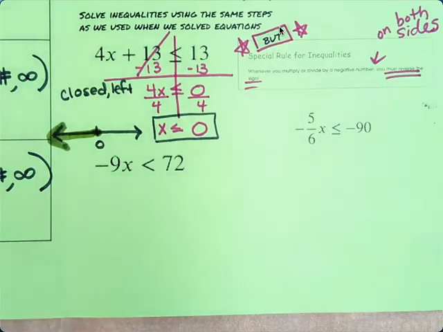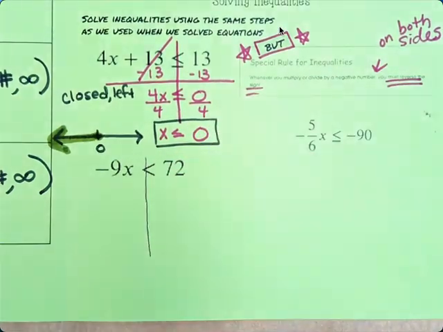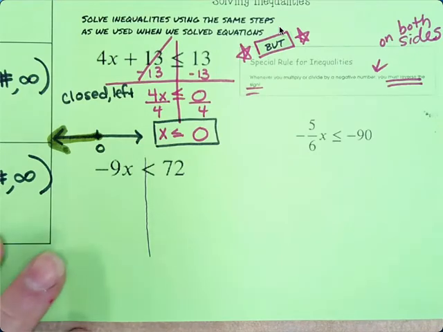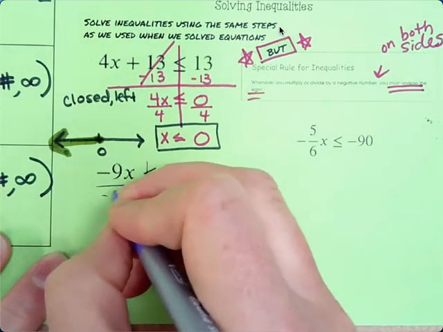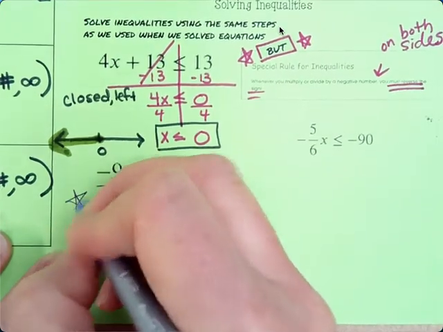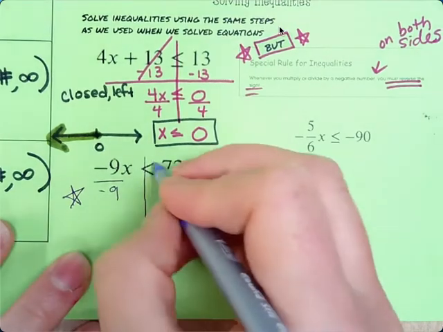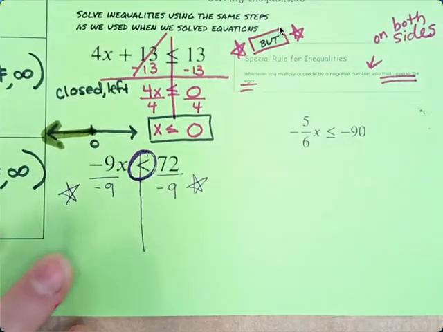Let's do the next one. So this is multiplying negative 9x. So we're going to have to divide by a negative 9. That's a special rule. Oh wait, so you don't divide by a positive 9? Divide by the number that's in front of x. So that means I'm going to switch this sign.